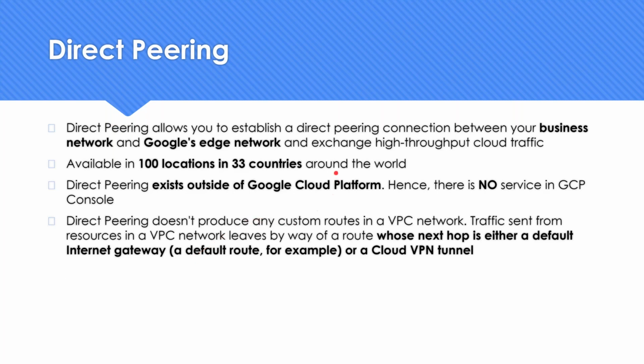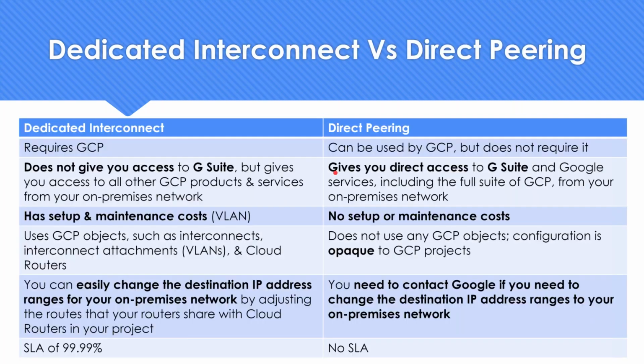And a quick comparison between dedicated interconnect and carrier direct peering. So this requires GCP, meaning if I were to leverage dedicated interconnect, you should have a GCP account, and it should be having an organization. Only then you are going to leverage it. So you cannot leverage it in a free trial account, first of all.